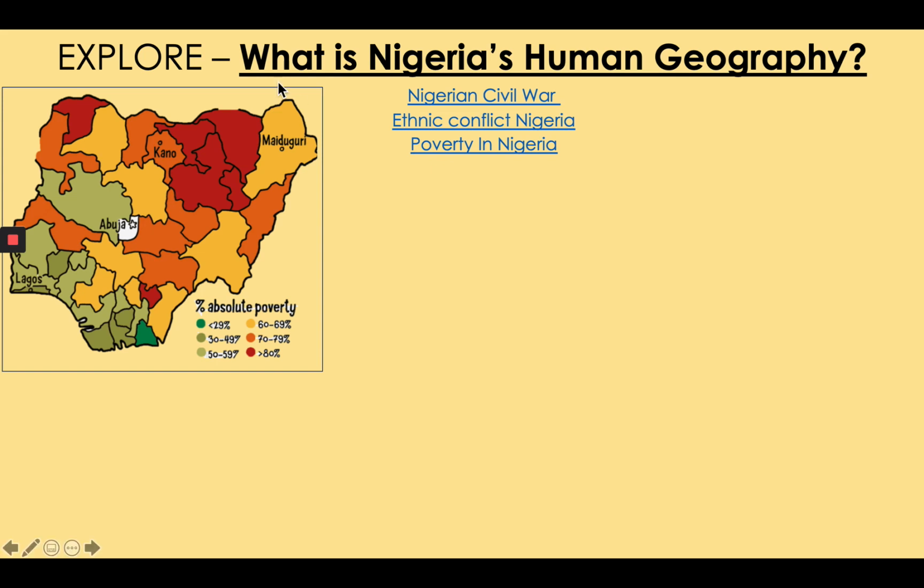You will notice a clear pattern. The south and southwest of Nigeria and the centre of Nigeria in Abuja have much lower percent of absolute poverty than the north, northeast and east of Nigeria. So, overall pattern, the south is richer than the north.